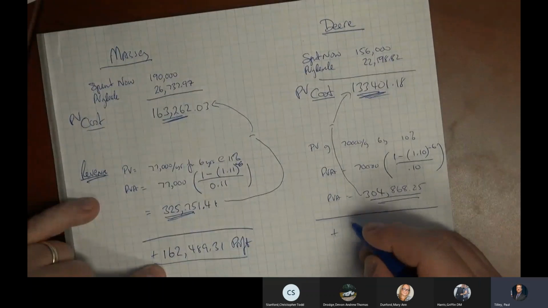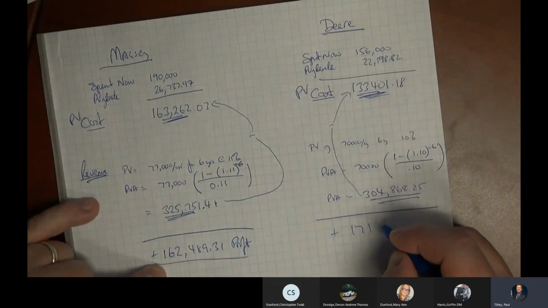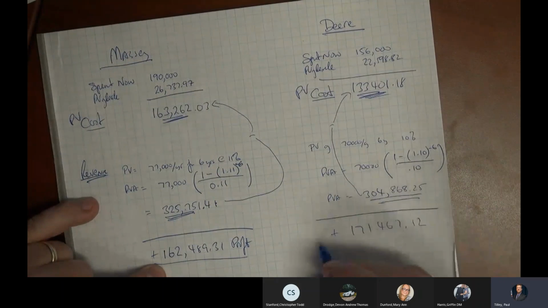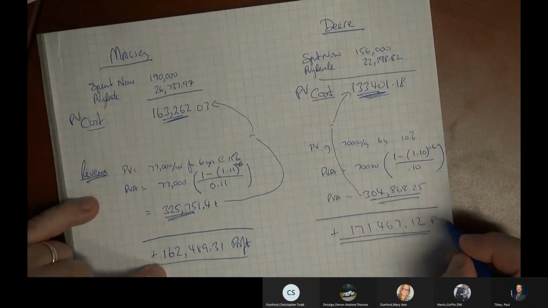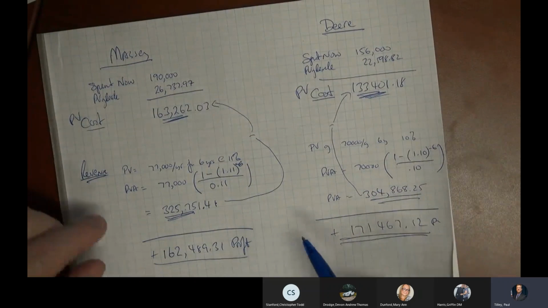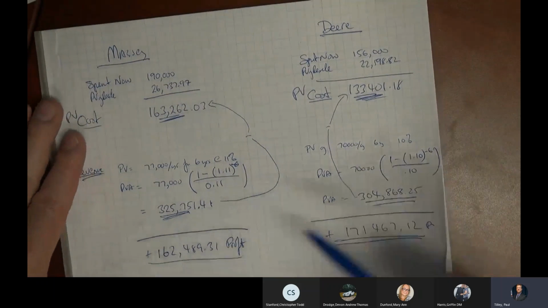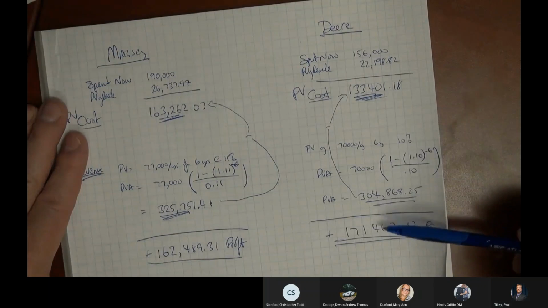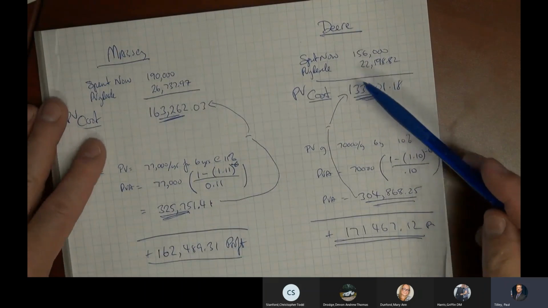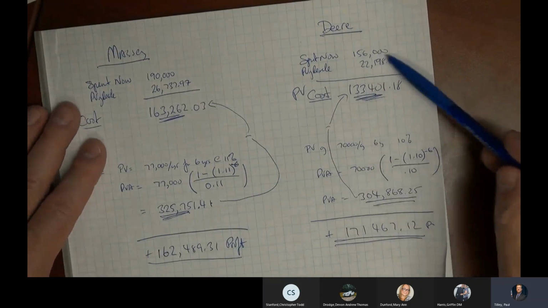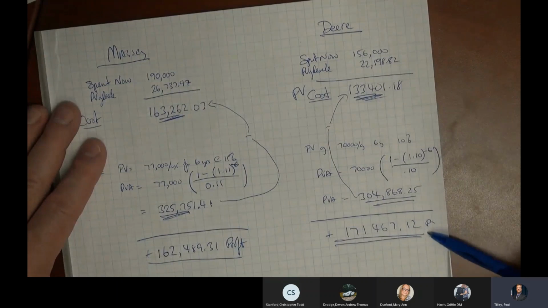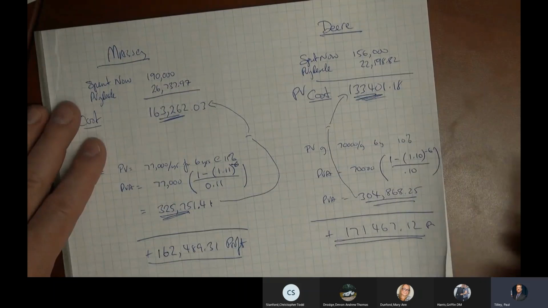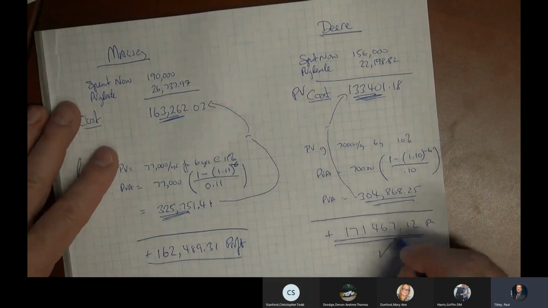So again, this one here comes to $171,467. Now ask which one is the most profitable tractor, considering the cost of money. Well, even though the Deere is a less expensive tractor, it certainly generates the most net present value for us. So we should pick this one here.